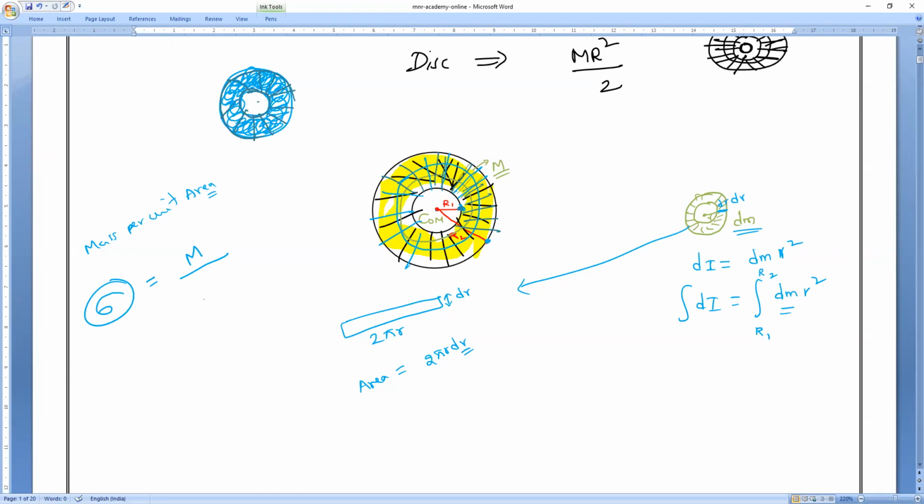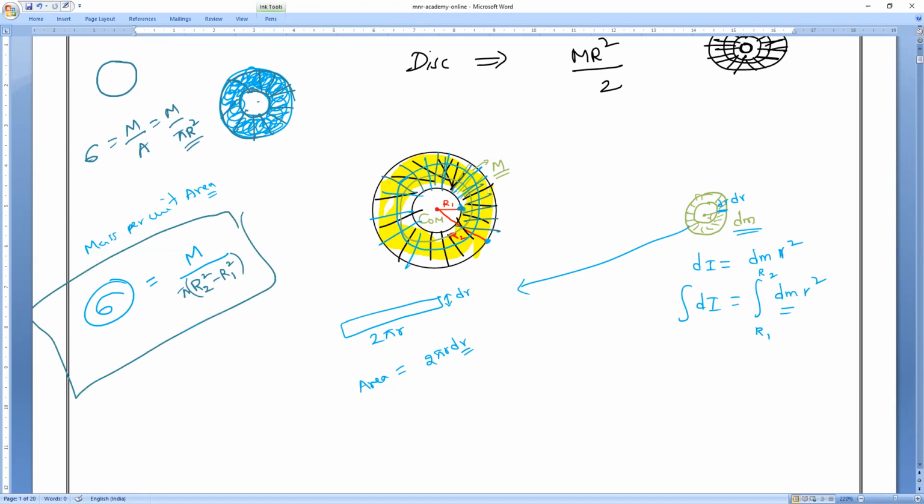So what will happen here? Sigma is equal to, we will get it. Actually the formula is sigma is equal to m by a, meaning m by pi r square, when only a single round is there. If it is a ring, what have we done? See the process. For a ring, R remains constant. So if it is a single one, we can say pi r square. But we want to subtract it. So what will happen? Pi into r2 square minus r1 square. So that is the sigma.